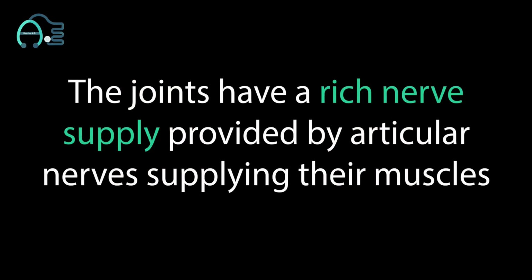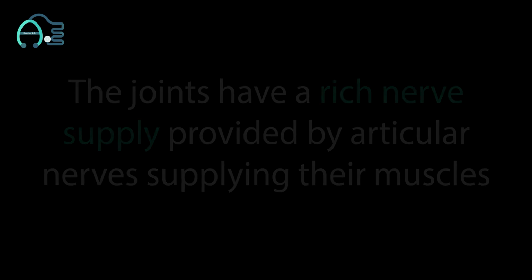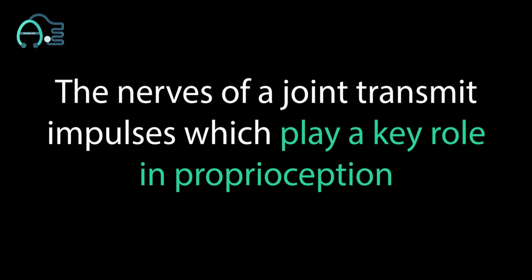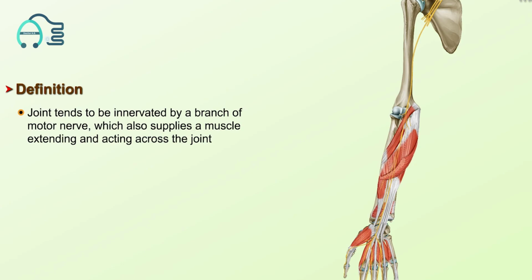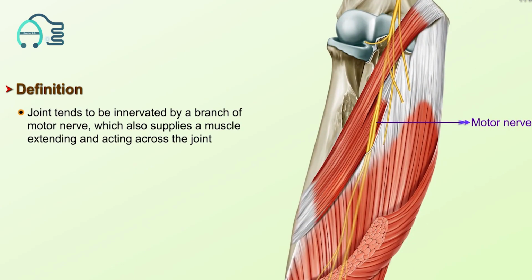Nerve supply of the joints. The joints have a rich nerve supply provided by articular nerves supplying their muscles. The nerves of a joint transmit impulses which play a key role in proprioception. Hilton's law states that the nerves supplying a joint also supply the muscles moving the joint and the skin covering their distal attachments.